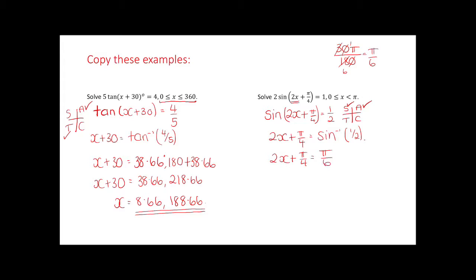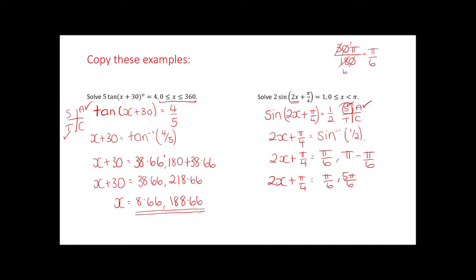So over here, we've got pi over 6. That gives us our calculator answer, our first quadrant answer. We then need to do pi, take away pi over 6 to find the answer in the sin quadrant. So remember, that's 180 minus your calculator answer. That means that 2x plus pi over 4 is equal to pi over 6, 5 pi over 6.